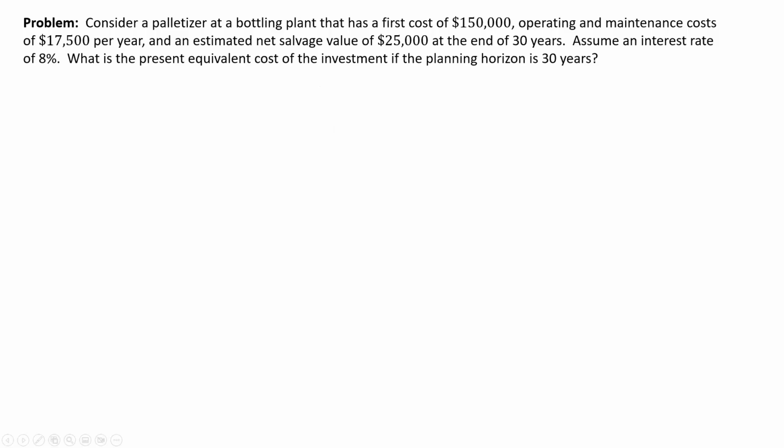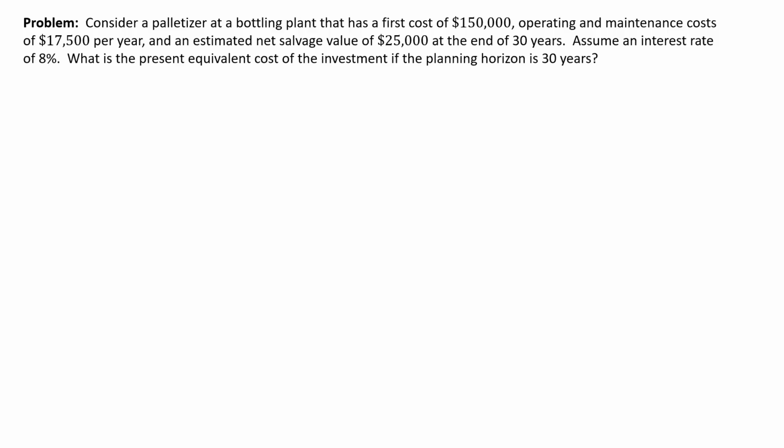Okay. Consider a palletizer at a bottling plant that has a first cost of $150,000, operating and maintenance costs of $17,500 per year, and an estimated net salvage value of $25,000 at the end of 30 years. Assume an interest rate of 8%. What is the present equivalent cost of the investment if the planning horizon is 30 years?